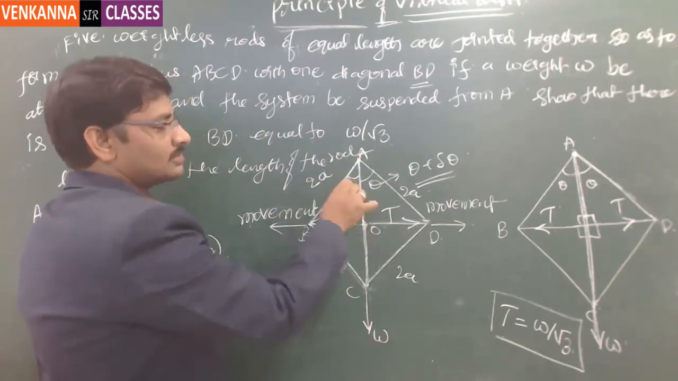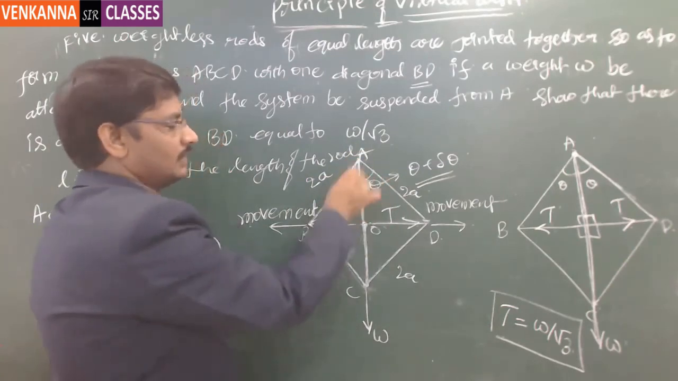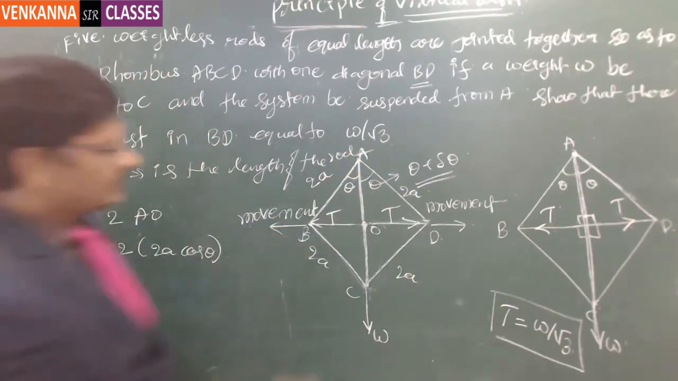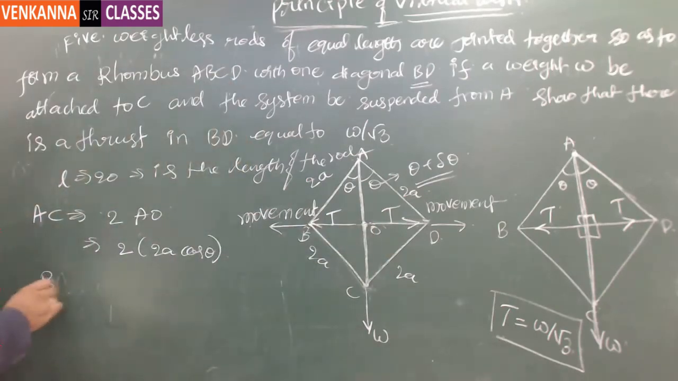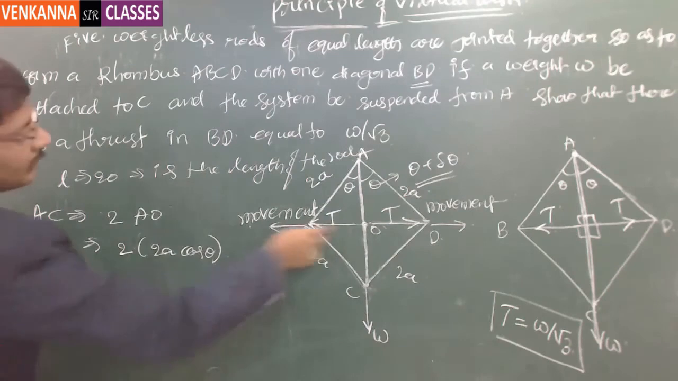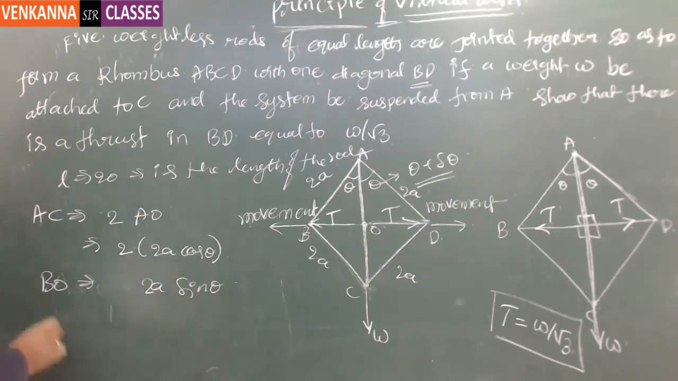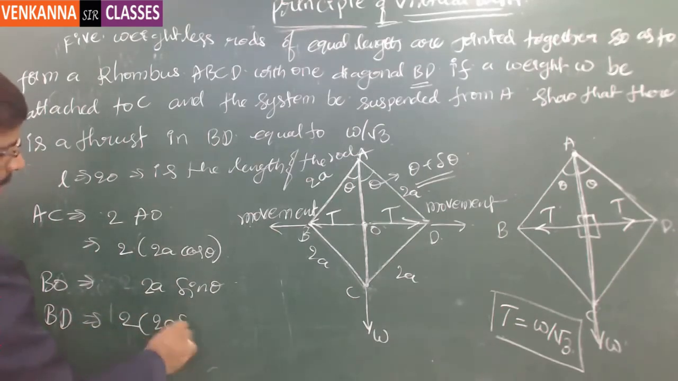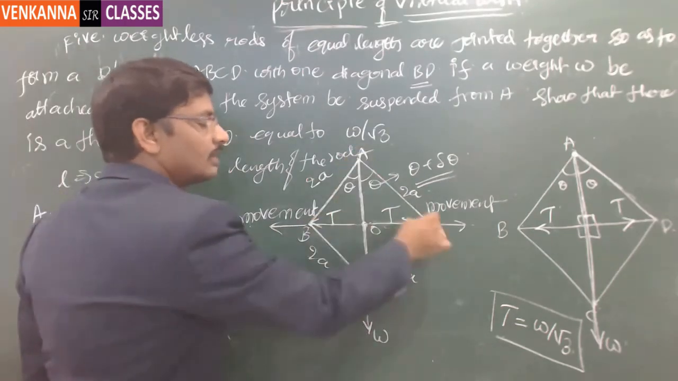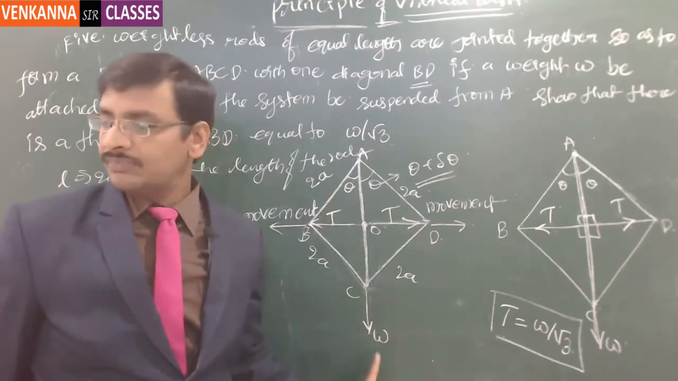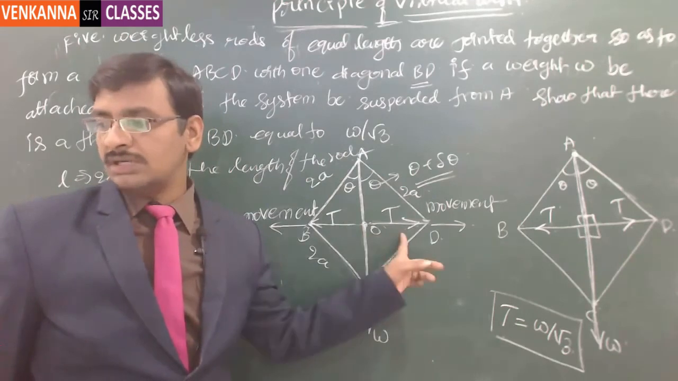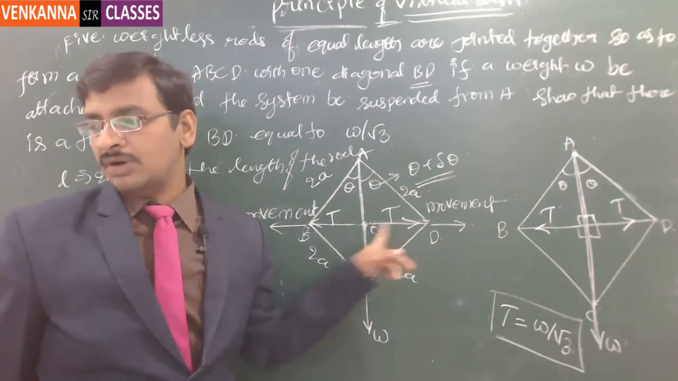AO is equal to 2a times cos theta, because this is making an angle of theta with the 2a length. And then BO you can calculate as 2a sin theta. BD you can calculate as 2 times 2a sin theta, right? So you have calculated this length and you have calculated this length. Now for the vertical force there is a weight acting like this, and for the horizontal force there is a thrust acting in the outward direction like this.